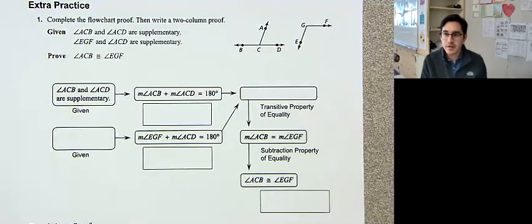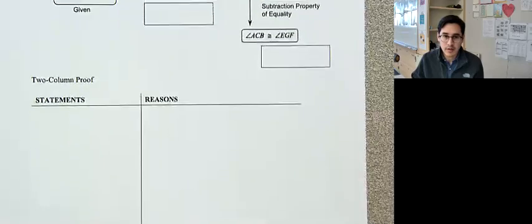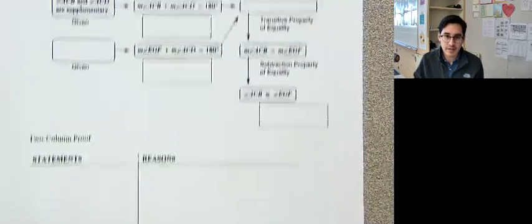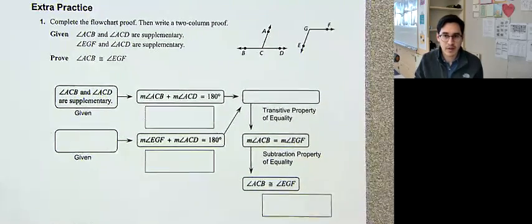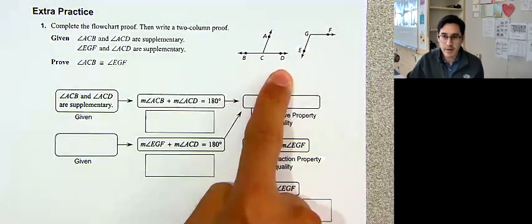Hey everyone, this video is going to focus on a new way of writing a proof, which is called the flowchart proof. And then we'll also do a two-column proof and see how they're similar and how they're different. Right, so here's the diagram for the proof that we're going to write.